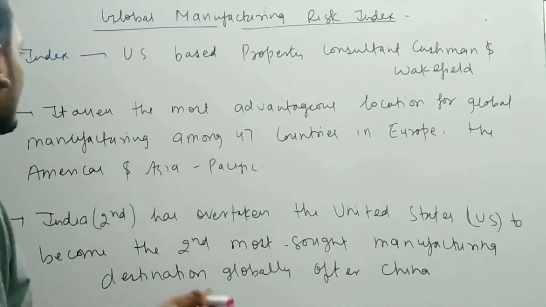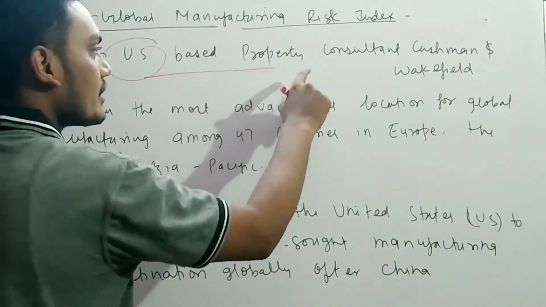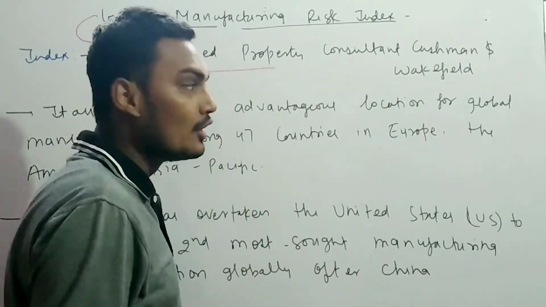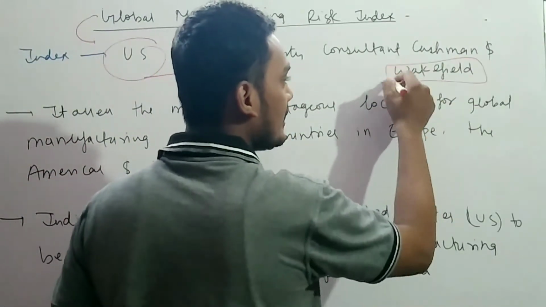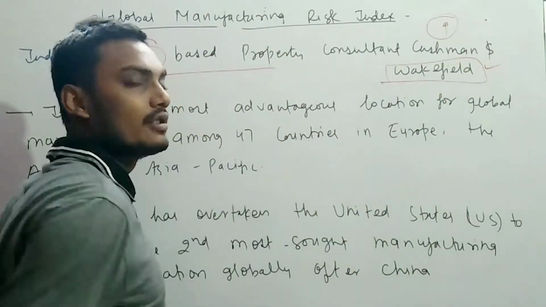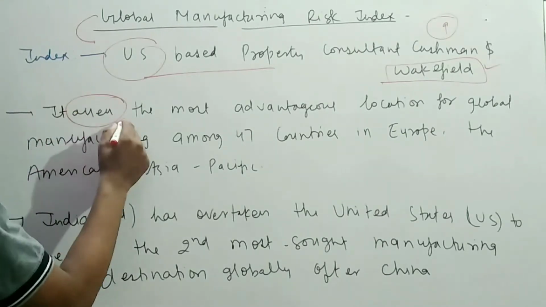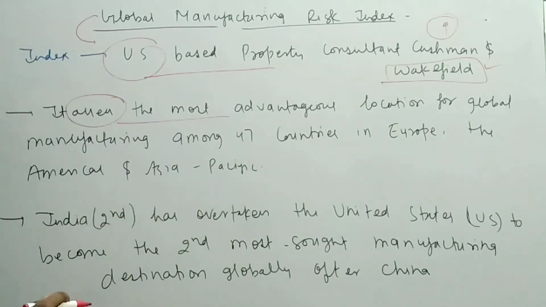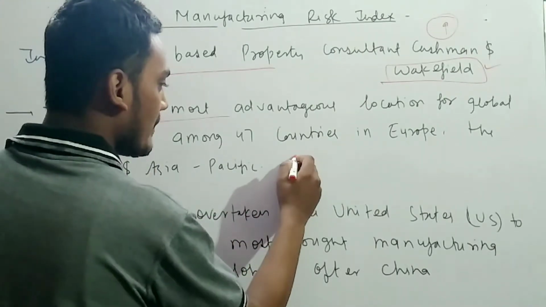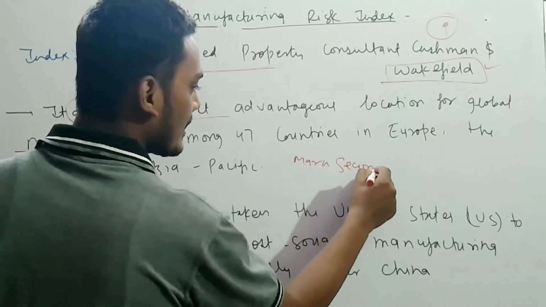Firstly, this index is released by the US-based property consultant Cushman and Wakefield. This is important, so remember that. It assesses the most advantageous locations for manufacturing. As you know, manufacturing is also known as the secondary sector.